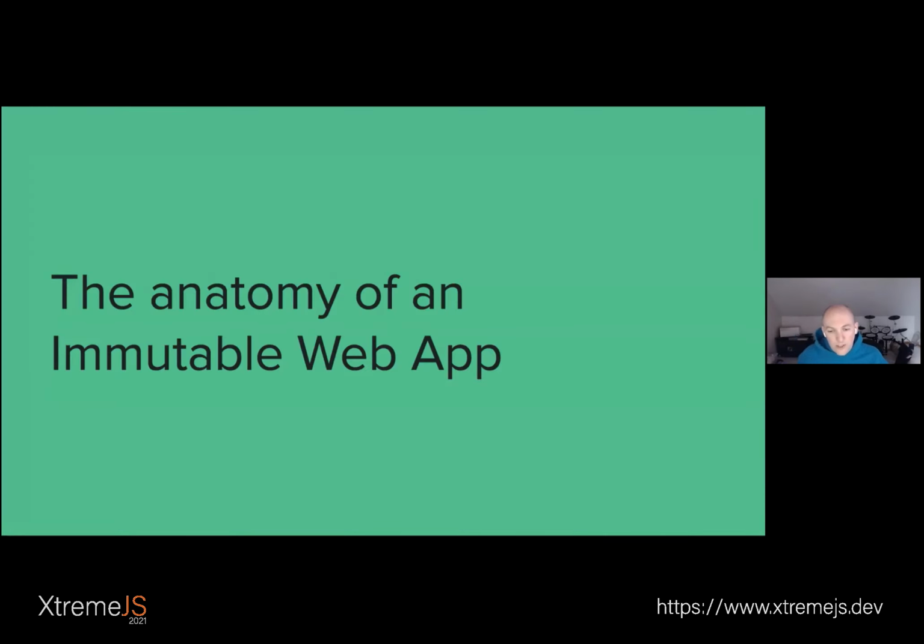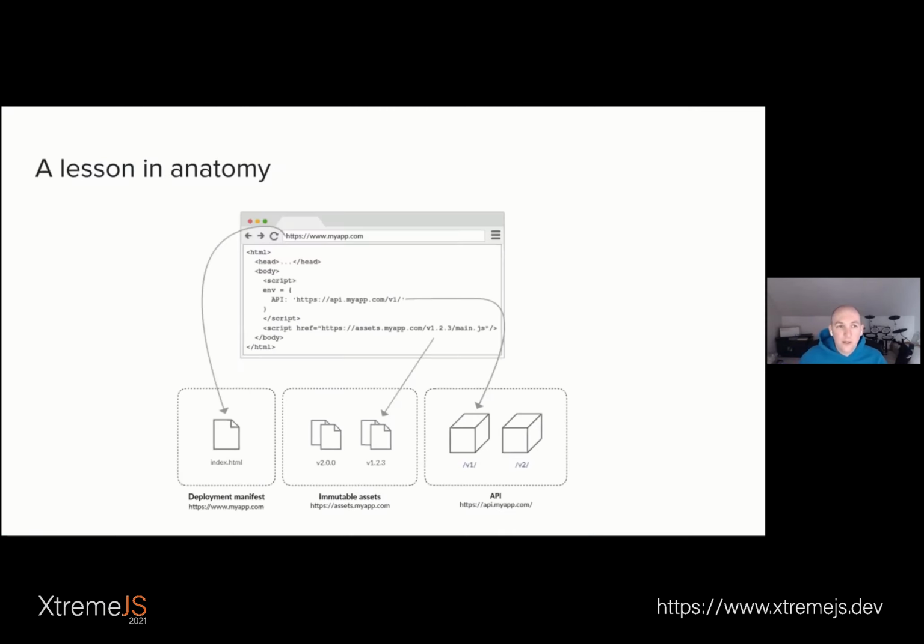So let's talk through what the anatomy of an immutable web application actually is. It's really comprised of three main pieces. Those pieces are a deployment manifest, in our case, an index HTML file, our immutable assets, all of our JavaScript and CSS assets that should be in fully qualified URLs, and our APIs. Our APIs are not only the actual APIs themselves, but also all of the environment variables that go along with making those APIs function appropriately for the different environments that we're in. So we're going to dive into each one of those pieces right now.